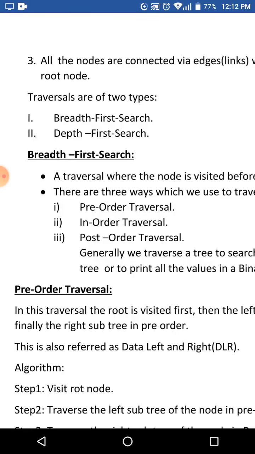So what is traversing? We already know: it is visiting all the nodes existing in a particular tree or data structure. Here we have two best traversing techniques. These are very important and very helpful in practice also. The two traversing techniques are breadth first search and depth first search. What is breadth first search? It is a traversal where the node is visited before its children. First the root node is visited, and next the children. That is breadth first search.